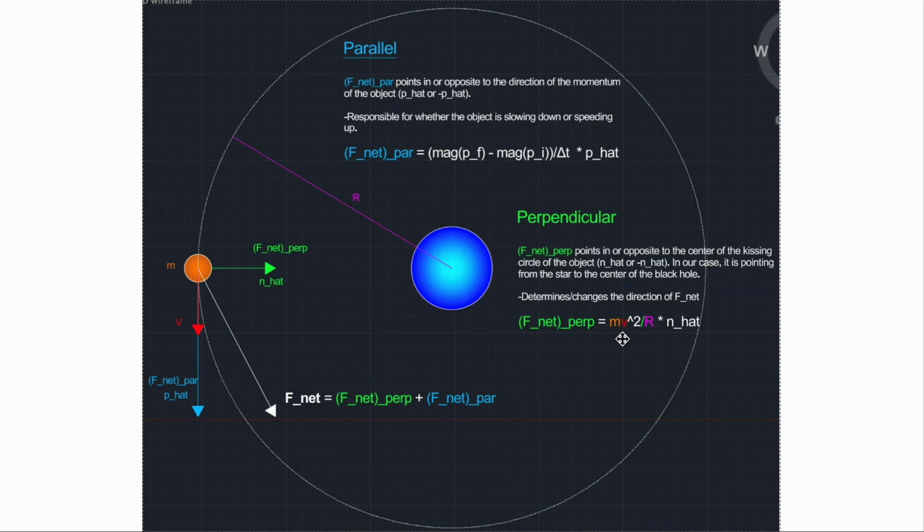And F net perpendicular points in or opposite to the direction of the center of the kissing circle of the object, so the direction of n hat or negative n hat. In our case, it is pointing from the star to the center of the black hole. And so this changes the direction of F net. F net perpendicular is just mass times velocity squared divided by r times n hat. And also F net is equal to just F net perpendicular plus F net parallel.